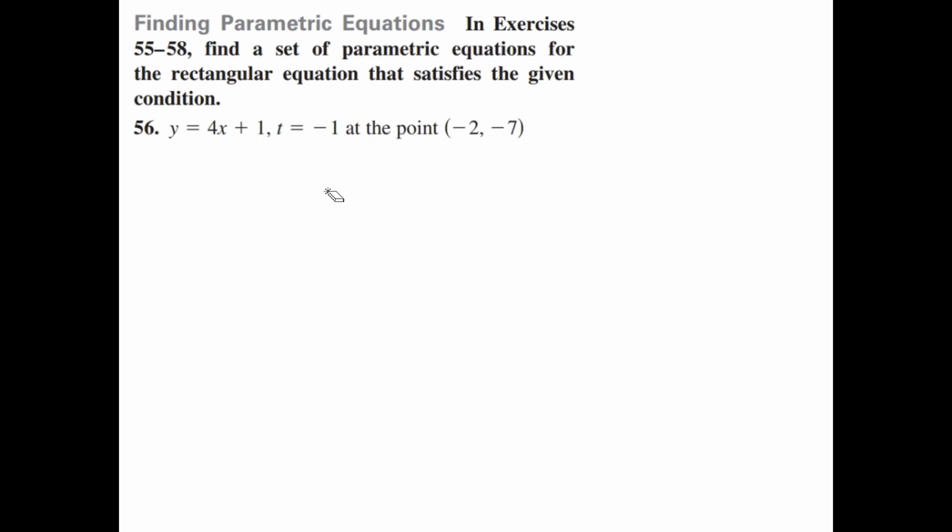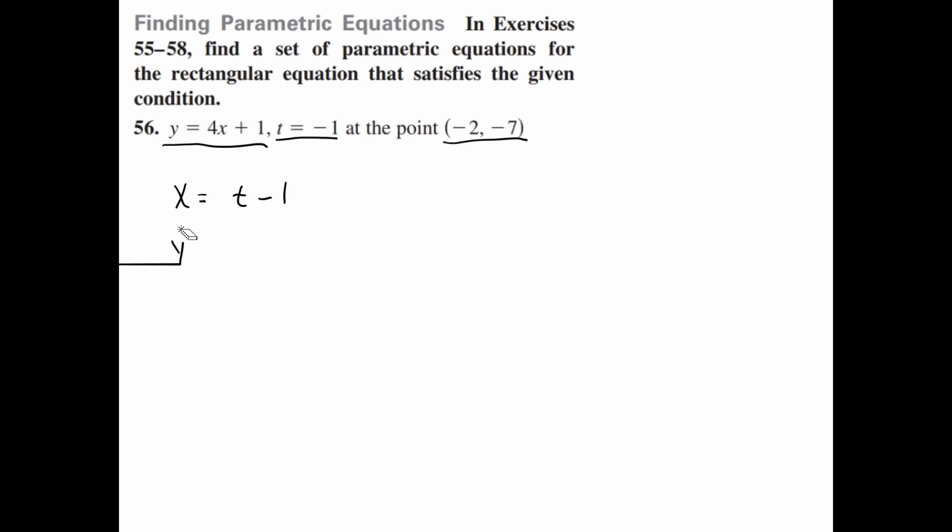In exercises 55 through 58, find a set of parametric equations for the rectangular equation that satisfies the given condition. So we want to parameterize this line, but we want to parameterize it in such a way that when I put in -1 for t, the point I get is -2, -7. So again, we want x to equal some function of t, so the easiest function is to just let t be there. But when I put in -1, I want to end up with -2. So if I just subtract 1, then when I put in -1, -1 minus 1 will give me this -2.